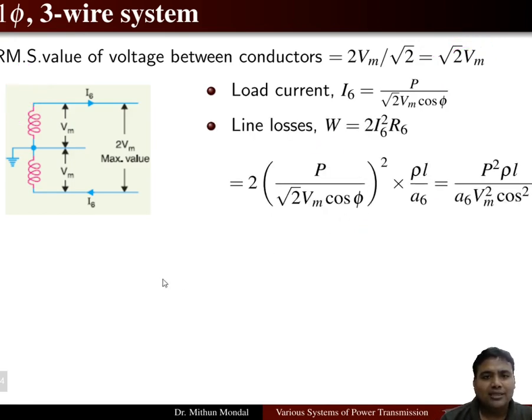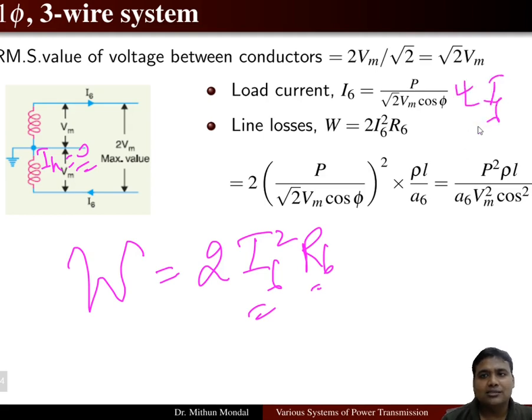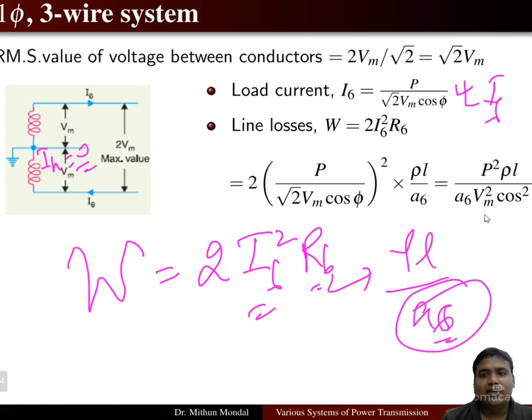Now determine the line losses. So line losses W, how many conductors do you have? You have two conductors, because here the neutral current is 0, so we will not take it into consideration. Determine the losses: 2 into I6 square into R6. I6 you substitute from here, and R6 is equal to rho L by A6. For the sixth case, you will get this equation.